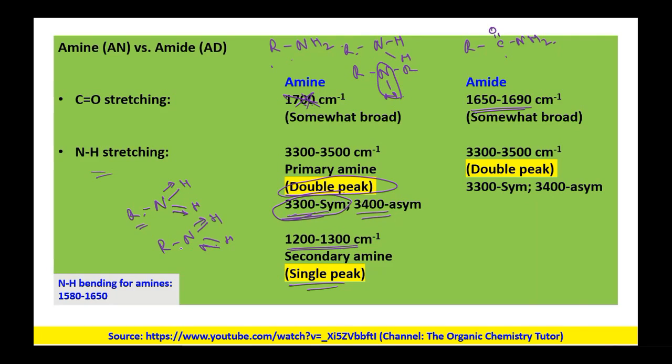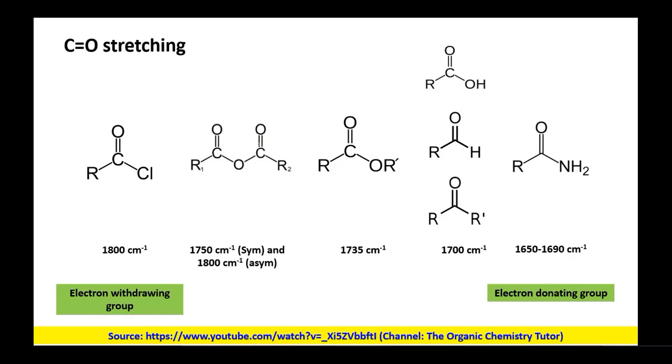Yeah, and NH bending for the amines will be at around 1580 to 1650. Then CO stretching: if you see the CO stretching groups, whatever the possible compounds present here, I have arranged them like acid halides, then acid anhydrides, then esters, then carboxylic acids, alcohols. Sorry, this is aldehyde, this is ketones, and this is amides.